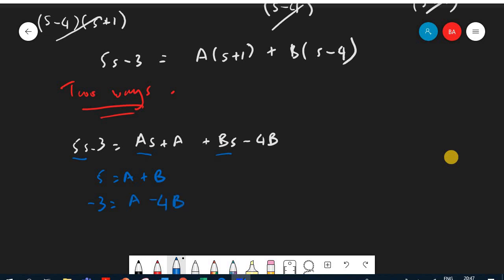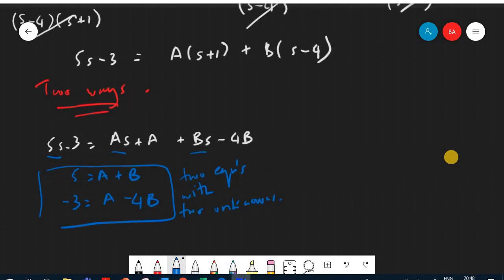So what I have done, I have kept the s together and I have kept the numbers together. That was how to solve this, and these are two equations with two unknowns, and then you're going to solve your problem. So that's one method of doing it.